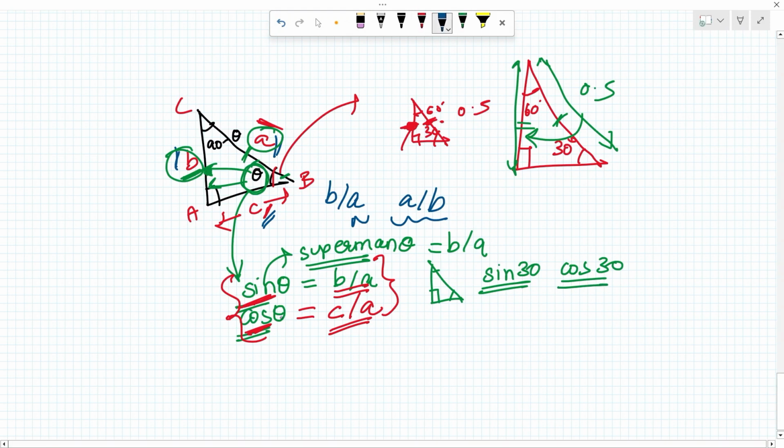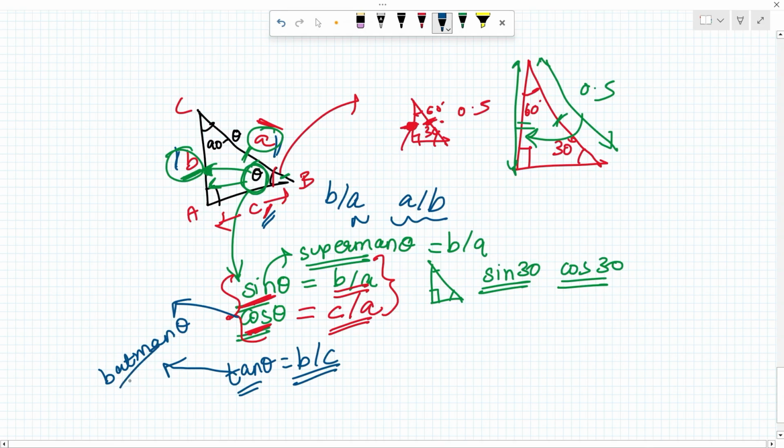Now who stops us? I mean, we can define any ratio, right? I could define even b by c as a ratio. So let's just give it a name. I am giving it the name tan theta. Again, I could have written this as Batman theta. Nobody stops me from doing that. You could call this Spider-Man theta. People have just named it tan theta. There's nothing great about tan theta. There are also explanations why this is named tan, cos and sine, but it's just a name.